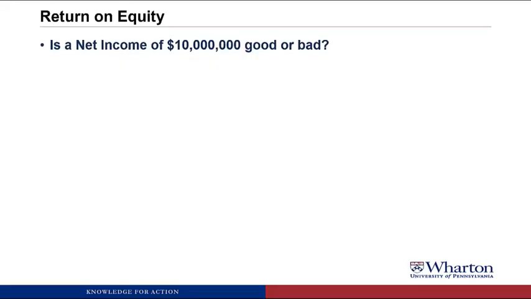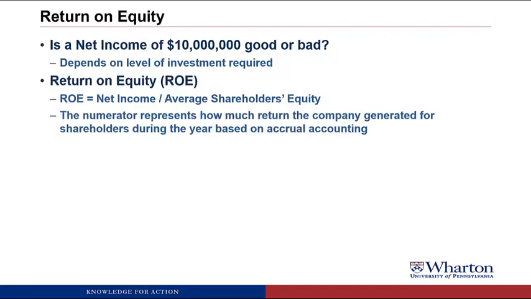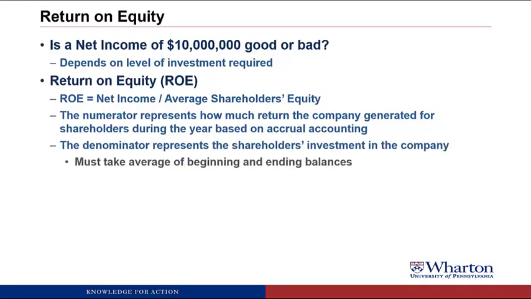So to assess whether a level of net income is good or bad, it depends on the level of investment required to get that net income. And that's what return on equity is going to tell us. Return on equity is defined as net income divided by average shareholders' equity. The numerator represents how much return the company generated for its shareholders during the year based on accrual accounting. So that's the net income number that we've generated through the course. The denominator represents the shareholders' investment in the company.